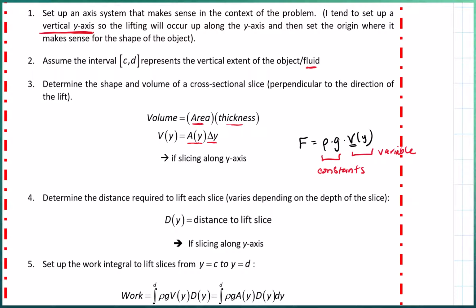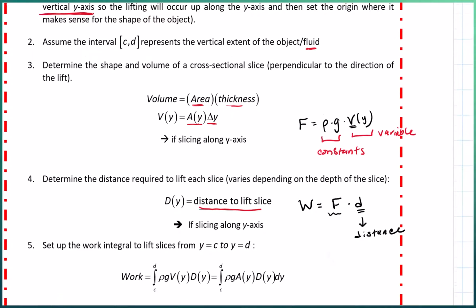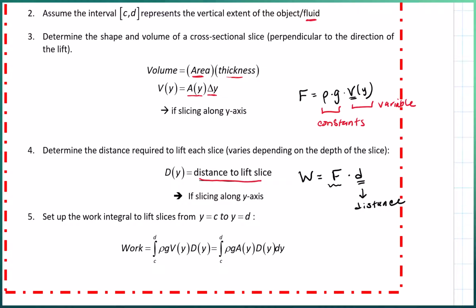Now, why are we thinking about distance? Well, remember that we're going to be calculating the work needed to do this. Work is force times distance. So we've talked about how to find the force of each slice to move each slice, now we need to think about the distance we have to move each slice. The distance to lift the slice we consider based on where the axis is. Then we simply set up the work integral to lift the slices from C to D.